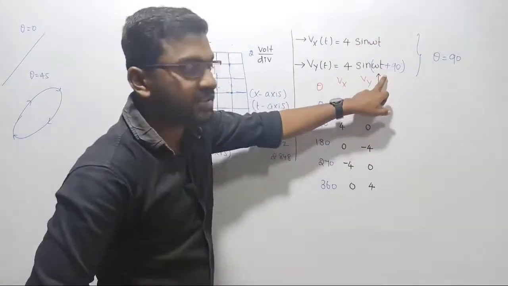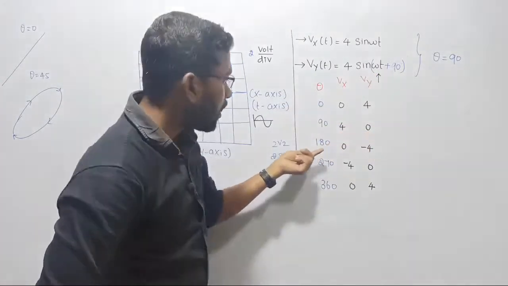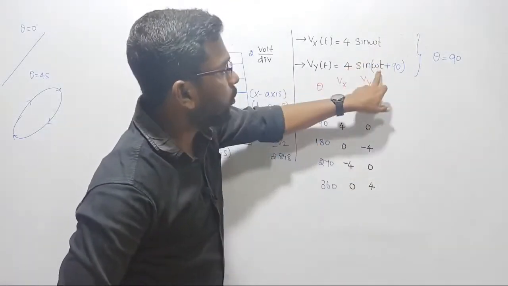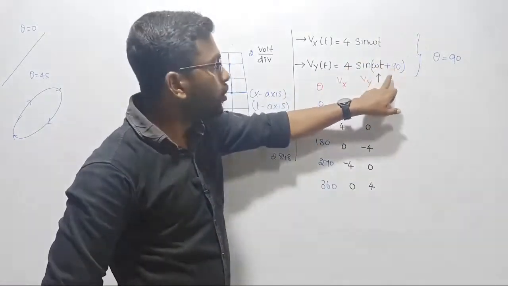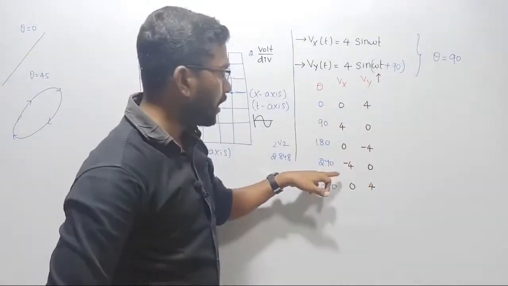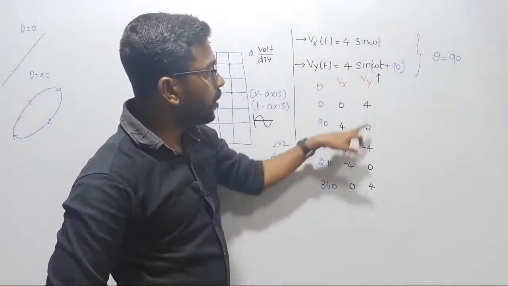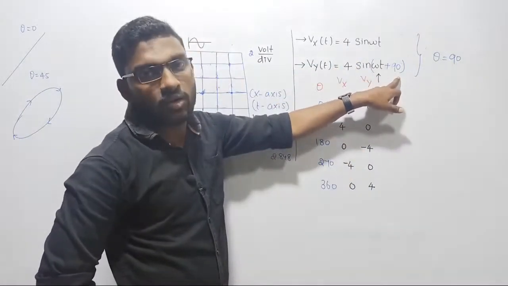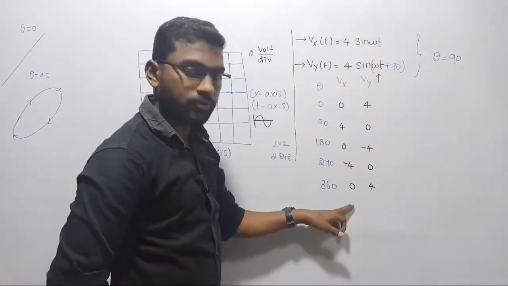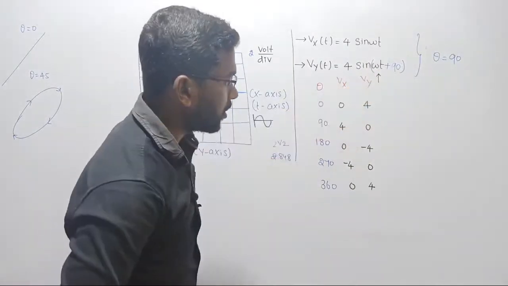At theta equal to 90, 90 plus 90 is 180. What is sin 180? Sin 180 is 0. Again, at theta equal to 180, sin 180 is 0. 180 plus 90 is 270. Sin 270 is minus 1. Minus 1 into 4 is minus 4. At 270, sin 270 is minus 1. Minus 1 into 4 is minus 4. 270 plus 90 is 360, which is equal to 0 degree. Sin 0 is 0. At 360, sin 360 is 0. 360 plus 90 is equal to 90 only. So sin 90 is 1. 1 into 4, I am getting 4.